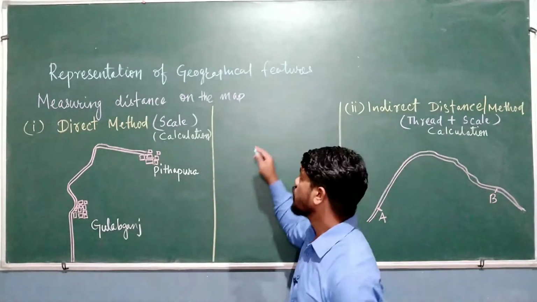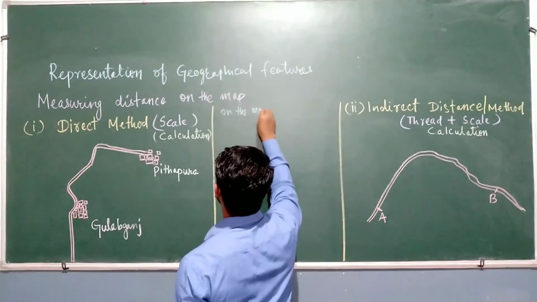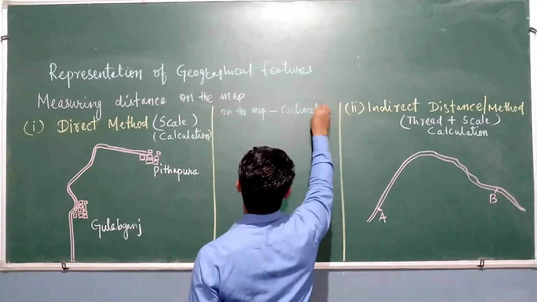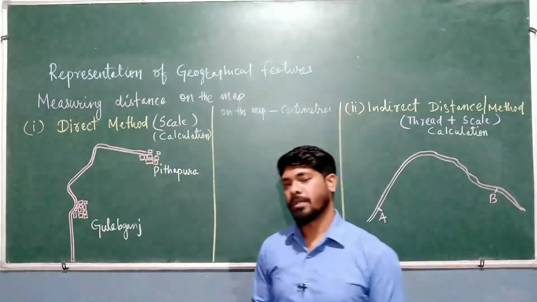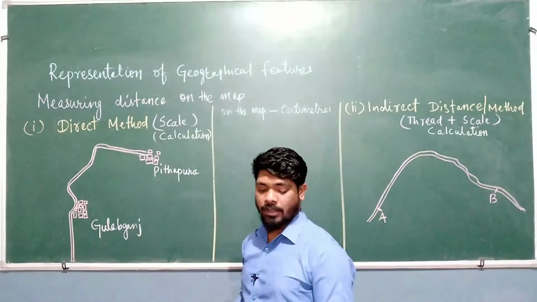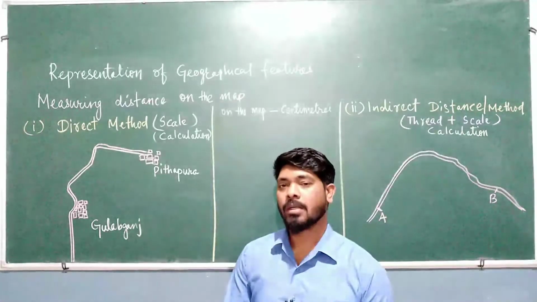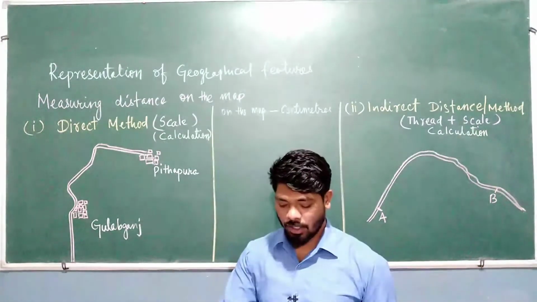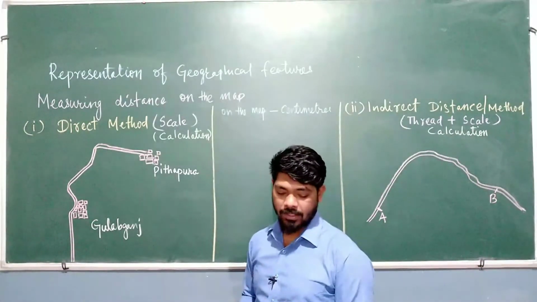On the map it will be given in centimeters, and that has to be converted into kilometers. There are 1000 meters in 1 kilometer and 100 centimeters in 1 meter. I think you know that 1000 meters is equal to 1 kilometer and 100 centimeters is equal to 1 meter.